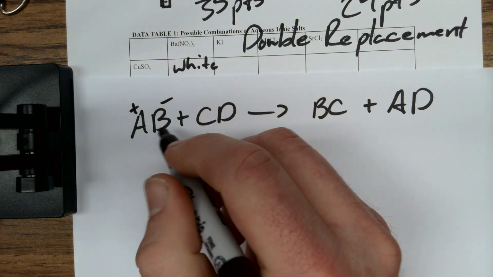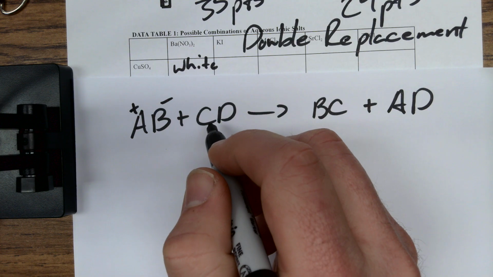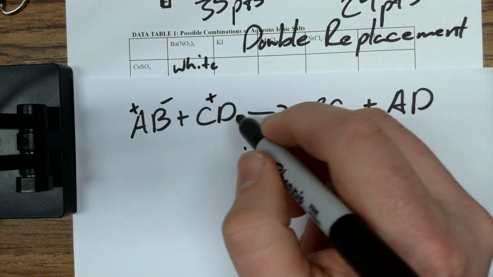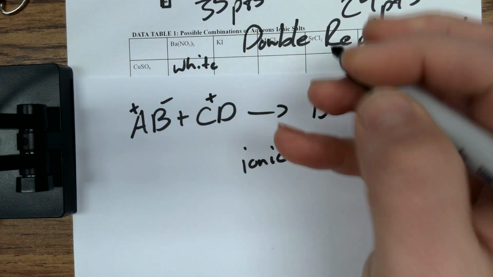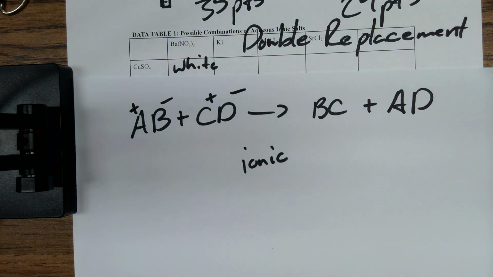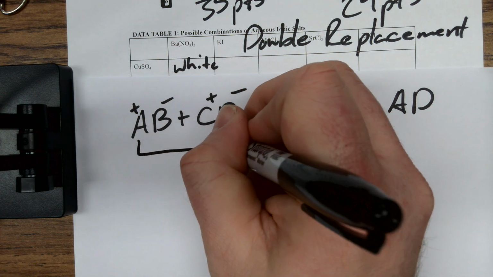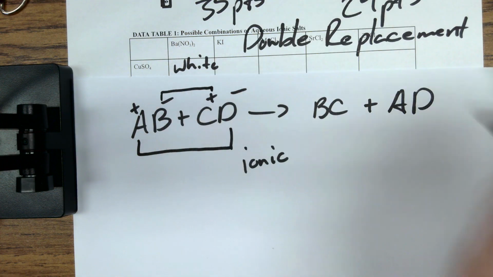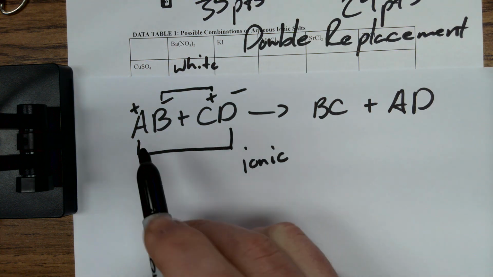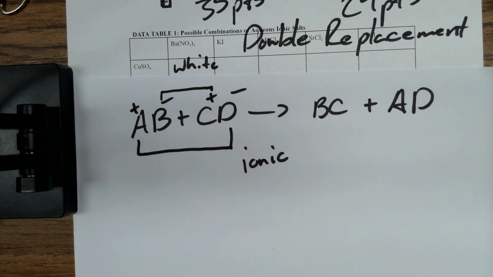So if A is positive and B is negative, what's C going to be? Positive. It's a cation. What's D going to be? Negative. So in a double replacement reaction, A is going to go with D. B is going to go with C. I will never see an A and C interact with each other because they are positively charged. They'll repel from one another. Same reason why we'll never see a B and a D interact with each other, because they are negatively charged. They will repel from each other. All we're doing is swapping our dancing partners here.